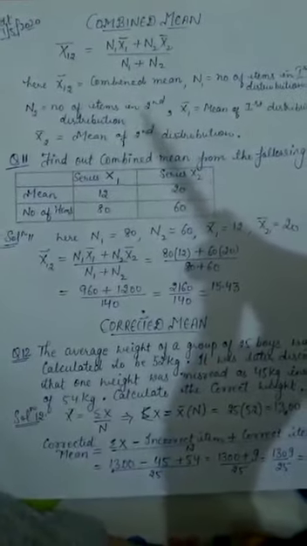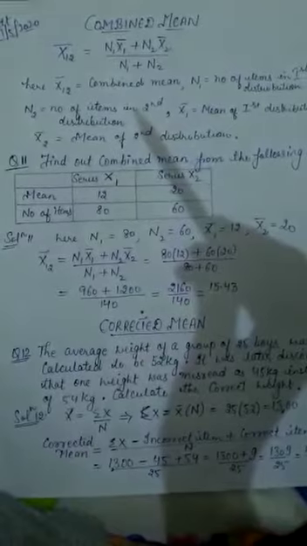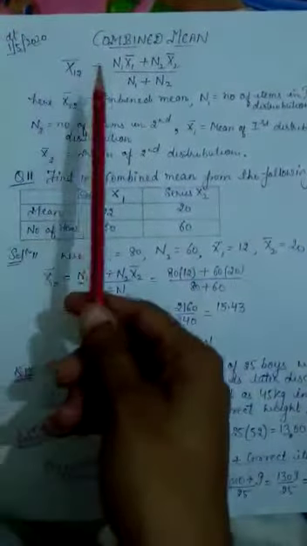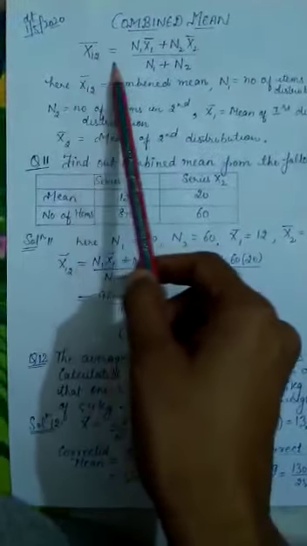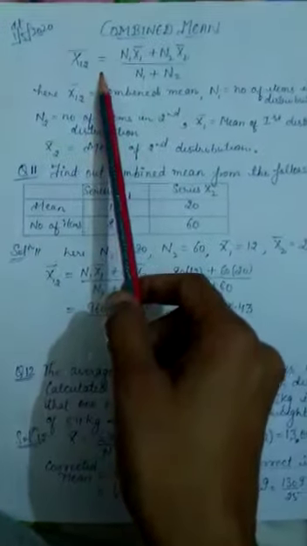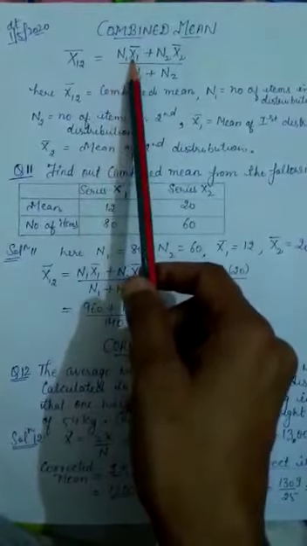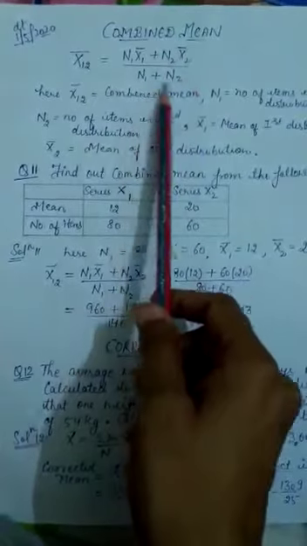combined mean, and it can be combined for two series, for three series, for four, it can go as needed and required. But today we will discuss combined mean for two series, that is 1 and 2. Now this is the formula: combined mean for two series is equal to n1 into x1 bar plus n2 into x2 bar upon n1 plus n2.